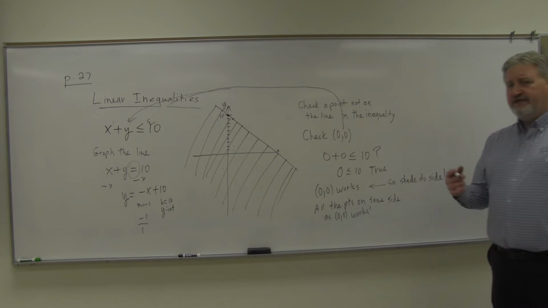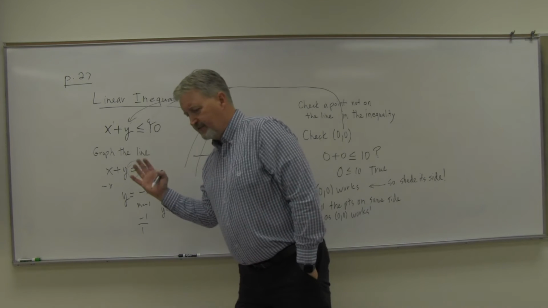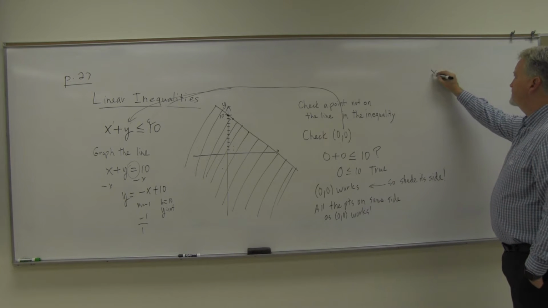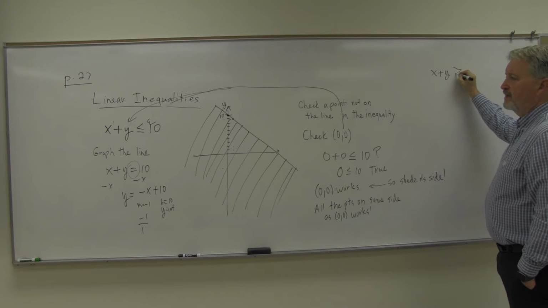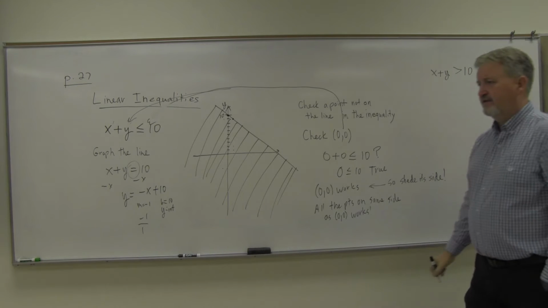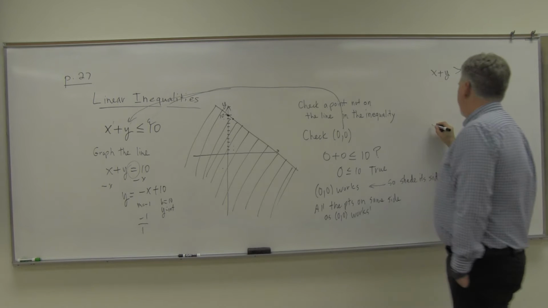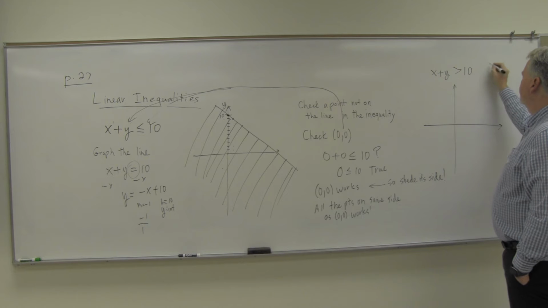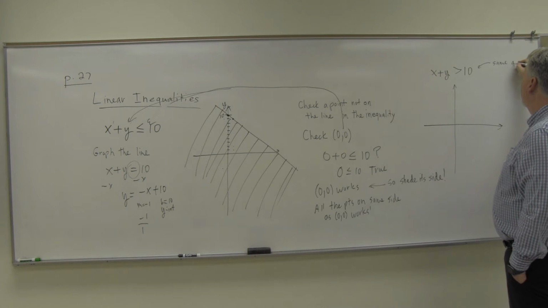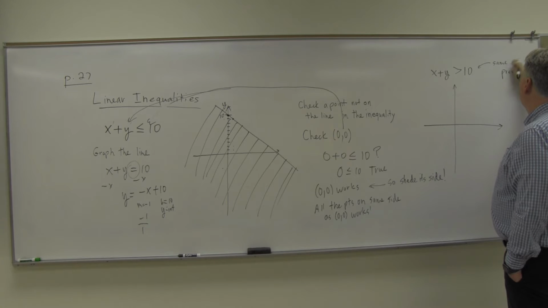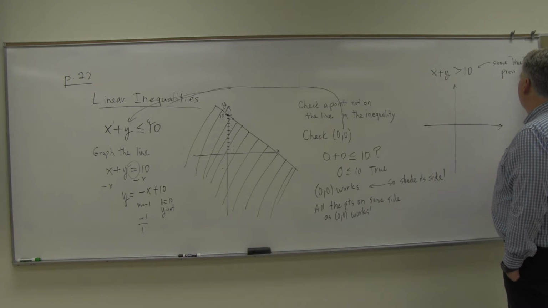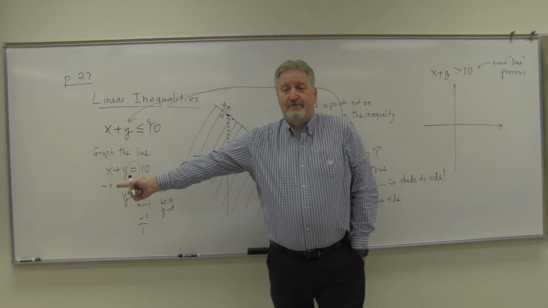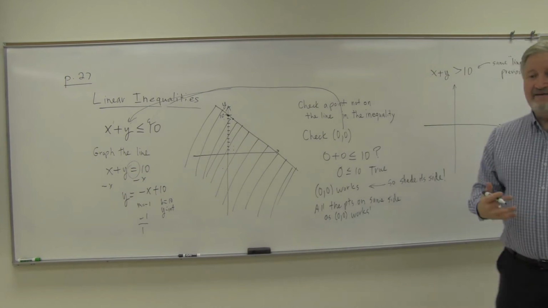Now let me keep the same things but change the inequality just a little bit. Let's go x plus y greater than 10, and talk about a couple of things there. It's the same line that we had, right? I'm still graphing the line x plus y equals 10. It's still the same line.